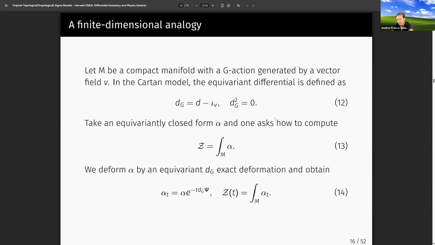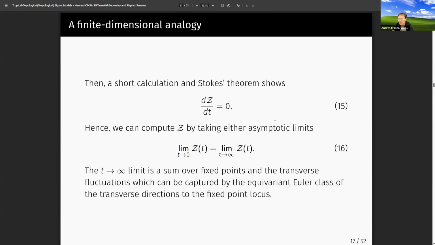When I deform it, I have this t dependency. You take a simple derivative, and then after some Stokes theorems, you can show that it's t independent. The key thing is that this allows you to compute the integral by taking asymptotic limits. You can take the zero limit, where we recover the original integral that we care about, or you can take the infinite t limit.